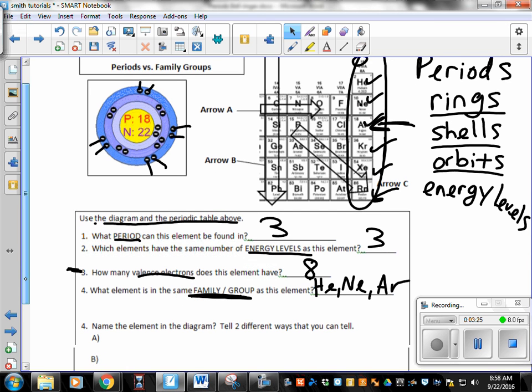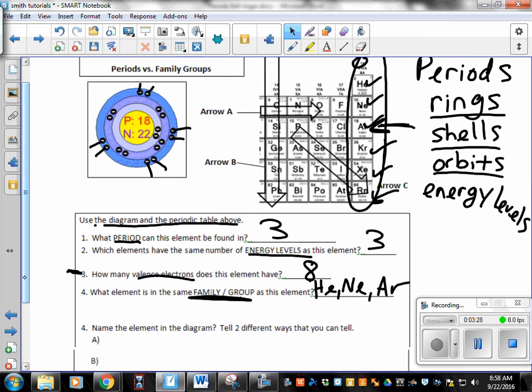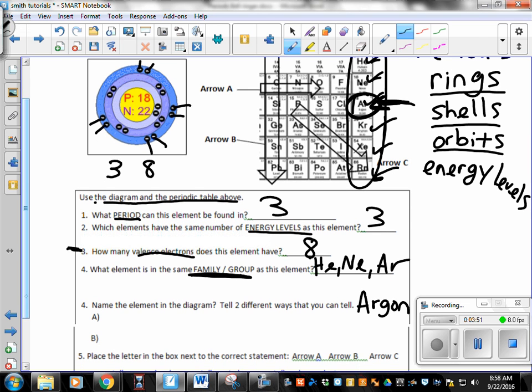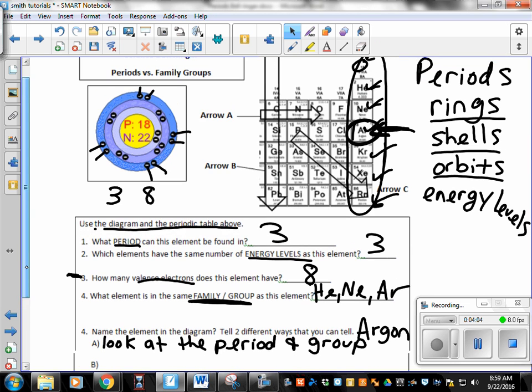Okay. Now name the element in the diagram. I can name it by period 3, 8 valence electrons, so I can match it up: 1, 2, 3, and 8 right there. It's argon. I can tell that it's argon because I look at the period and group. I can line it up. Or you should know this way, the easiest way.